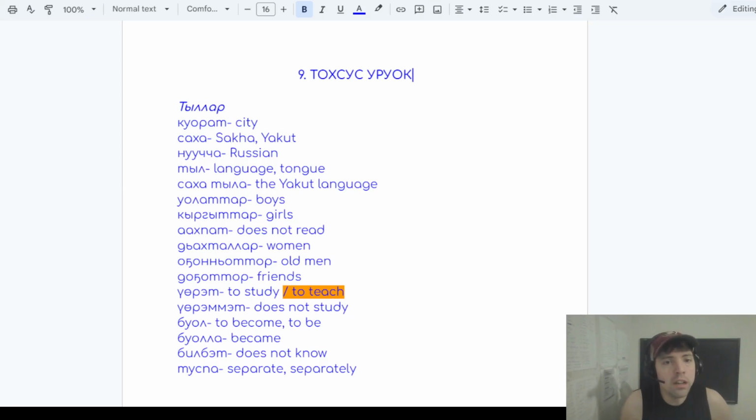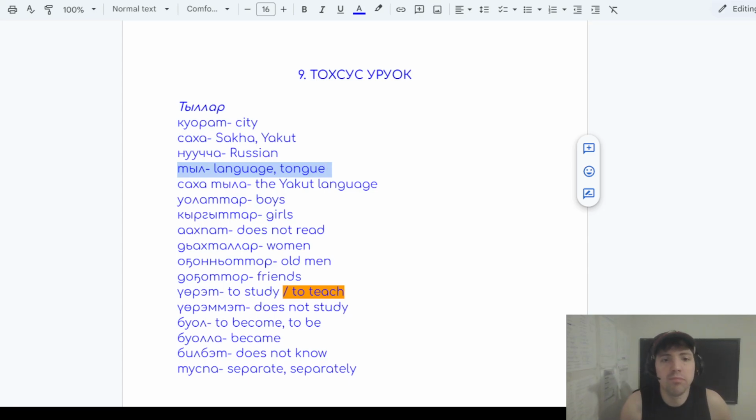I will read the vocabulary and then the translation. Gorat means city, from the Russian word город. I think I said that correctly. My Russian is not amazing yet. Sakha meaning Sakha or Yakut. Russian, language or tongue.